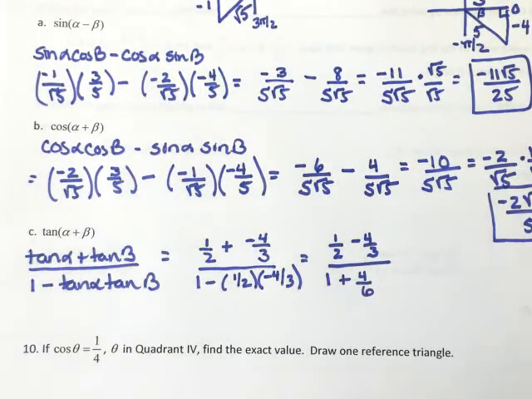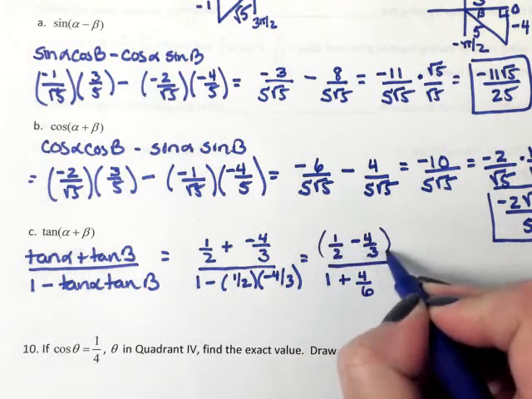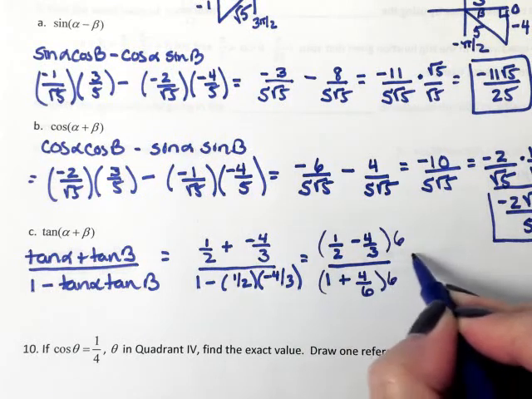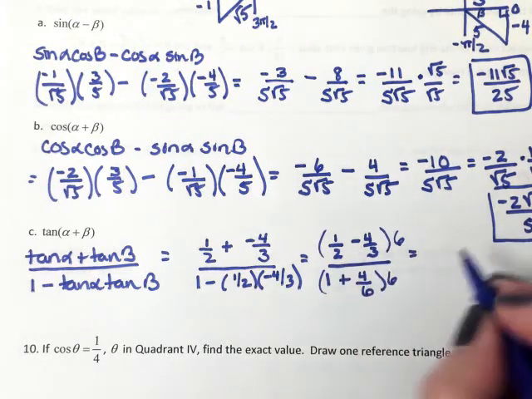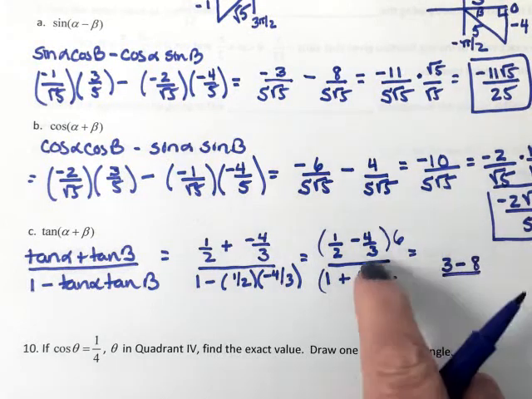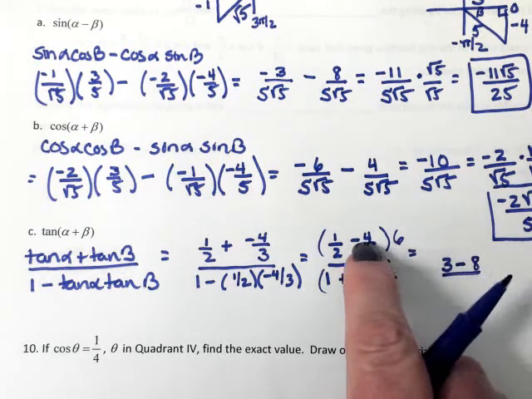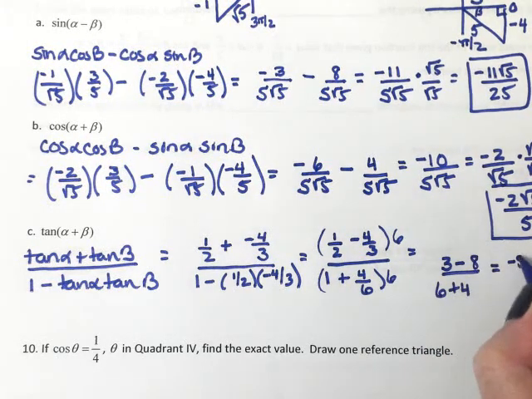Now, depending upon how you want to simplify this, we're now entering the magical world of algebra. You can use your complex fraction, multiply everything by the LCD. The LCD for all of these fractions is a 6, so I'm going to multiply every single term by a 6 because I want to get rid of the fractions in the numerator and fractions in the denominator. So 1/2 times 6 is 3. 4/3 times 6 is going to be an 8 because, again, 3 goes into 6 2 times and -4 times 2 is -8 over 6 plus 4. So that's going to give me -5 over 10, which is -1/2.